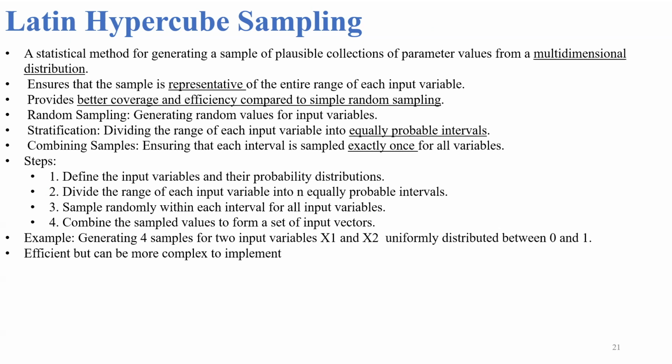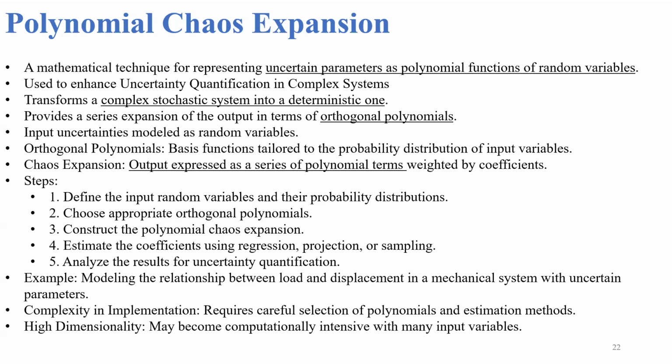And it uses something called stratification. So it divides the range of each input variable into probable intervals, and it combines the samples to ensure that each interval is sampled exactly once for all the variables. And these are the steps of Latin hypercube sampling.